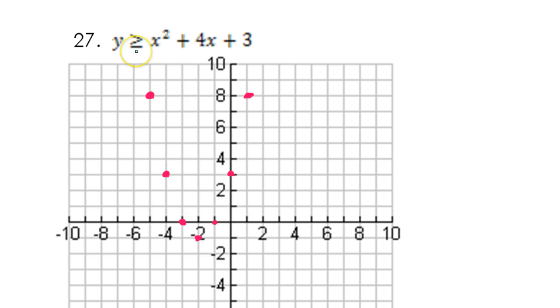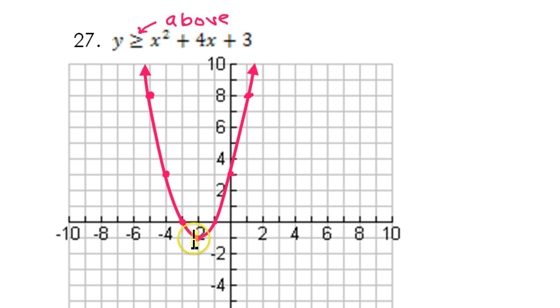Will this be solid or dotted? Solid, because of the or equal to part. So there's your parabola. All we need to do is shade. So using the above-below method, will the solutions be above or below the function? Well, this says greater than or equal to, so that implies the solutions will be above the function.